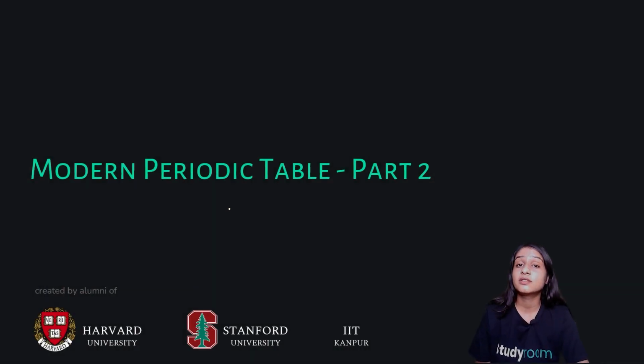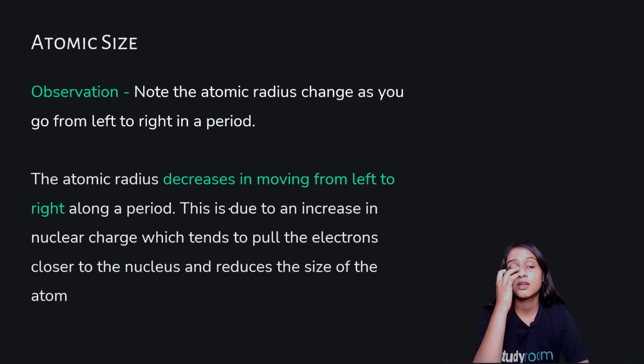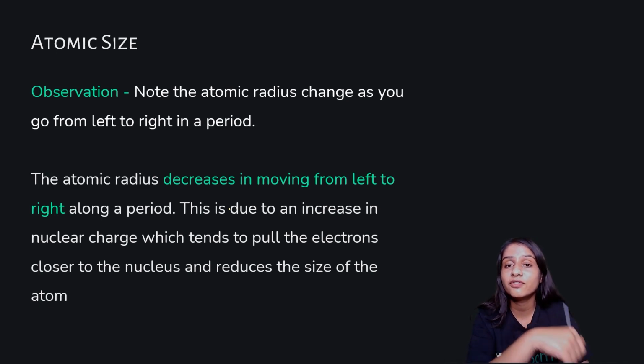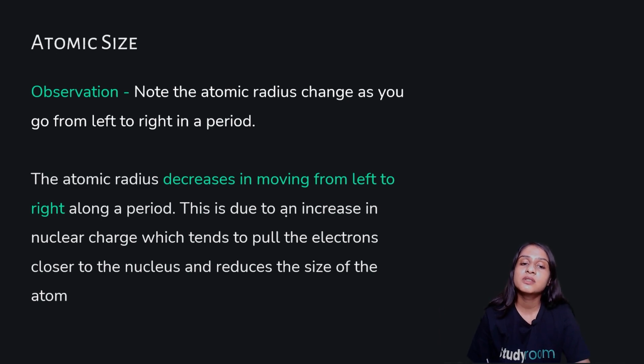Okay, let's move ahead with modern periodic table part 2. Atomic size. So here the atomic radius decreases in moving from left to right. How it decreases, I'll get back to you. Okay, so this is due to an increase in nuclear charge which tends to pull the electrons closer to the nucleus and reduces the size of an atom. So when this inter-force is there, then you will see that it is not easy for an element to lose an electron. So there is the case here.